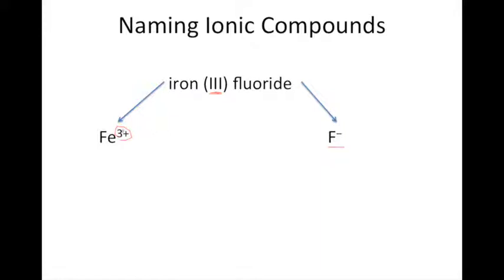Now let's look at the charges, a +3 and a -1. We need to figure out the ratio. So obviously we're going to need 3 fluorides for every 1 iron in order to give us a net 0 charge for each formula unit. Now we write the chemical formula and we use subscripts to indicate how many of each ion we have. We have 1 iron for every 3 fluorides. Okay, so FeF3 would be the chemical formula for iron 3 fluoride.